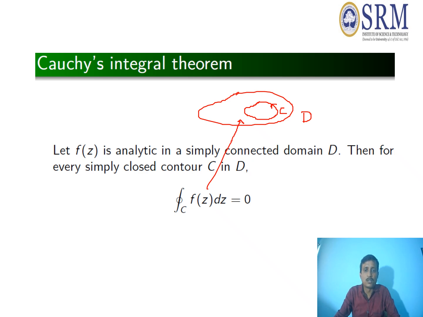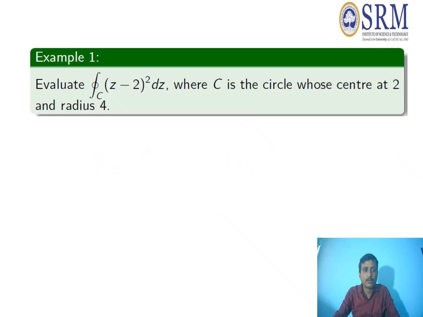Not only for this C, but for any simple closed contour C in D, if you want to do the integration over C, that integration value will be equal to 0. That means no point in D will create a problem here, because f(z) is analytic everywhere, for every z. So this integration value we need not evaluate. It will automatically be equal to 0. Let us solve a problem by using Cauchy's integral theorem.